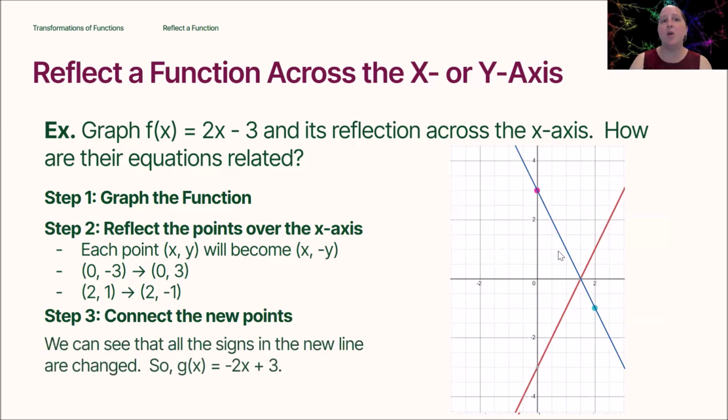So we can see that all of the signs in the new line are changed. Okay, so instead of 2x minus 3, I have negative 2x plus 3. So I have a slope of negative 2, which means I went down 2 to the right 1, and I cross my y-axis at positive 3.